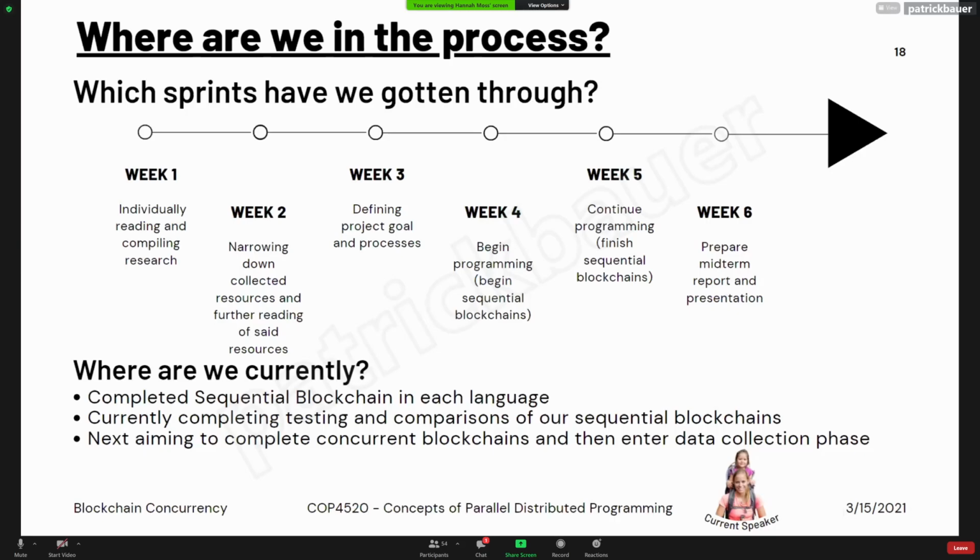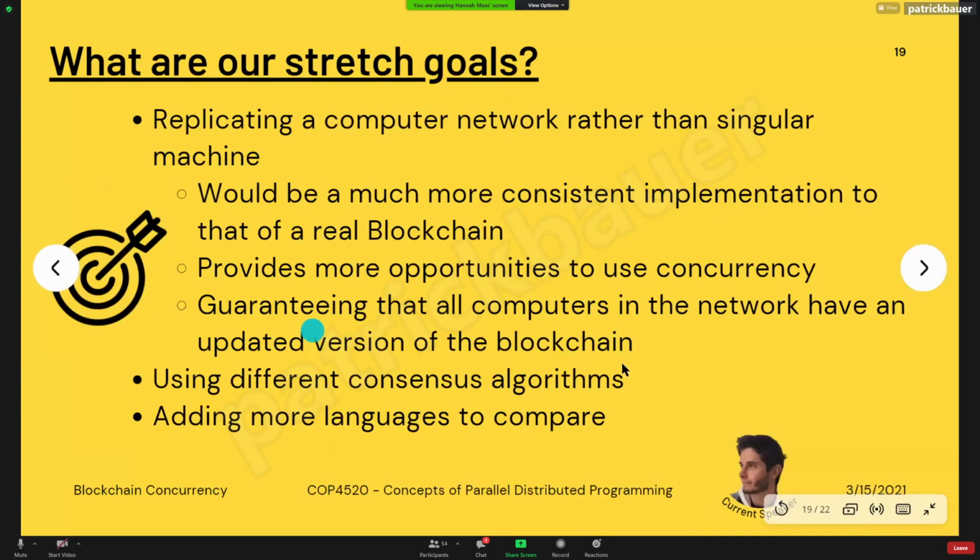Next up, we're going to be working on fully testing our sequential blockchains to make sure that the implementations across each blockchain are logically consistent. And then we are going to begin creating our concurrent blockchains. And now I'm going to pass it off to Patrick. He's going to talk about some of our stretch goals.